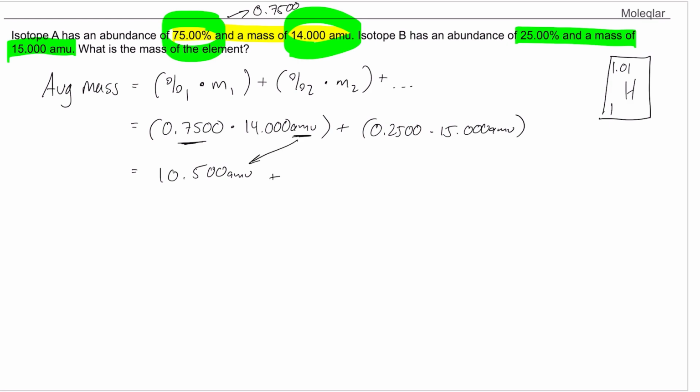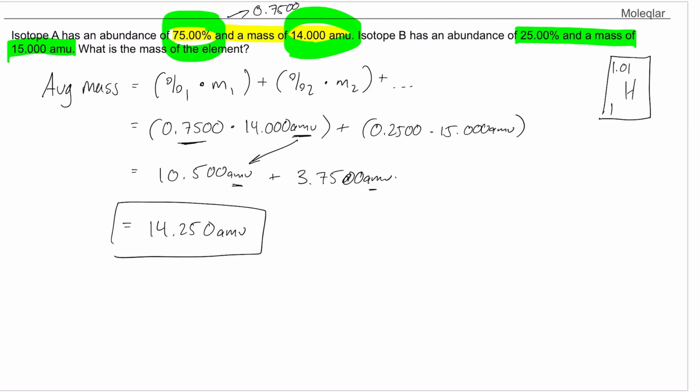Plus, we get 3.7500 AMU. All right, so now since they are in the same unit, we can add them together. And our final answer will be 14.250 AMU. That is our average mass. So the weighted average of this isotope collection is going to be 14.25, which makes sense because 75% of it is made up of that lighter isotope and 25% of it is made up of that heavier isotope.